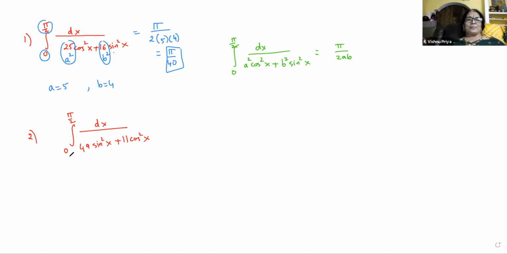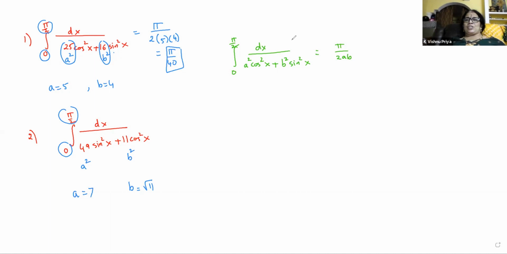You can see. First of all, you have 0 to pi by 2. Then a square is 49. So what is a? 7. Yes. What is b square? 11. So what is b? Square root of 11.